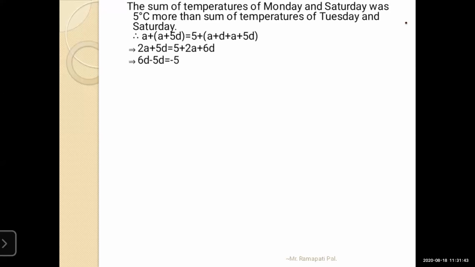Sanskriti, what happened, beta? Where you not understood? Sanskriti, where? At which point? Tell me the point. Okay, let's start again. No problem. Let's start again.